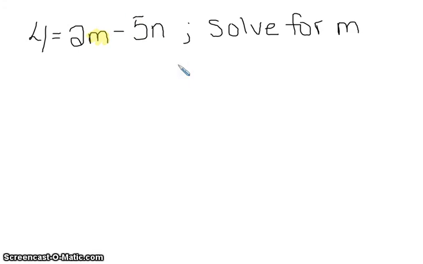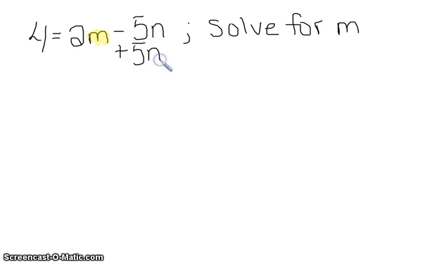The very first thing you would have to do, thinking back, following order of operations in reverse, is get rid of the subtraction part of this equation. So we have a negative 5n. We are subtracting 5n. So the inverse of subtracting 5n would be to add 5n.